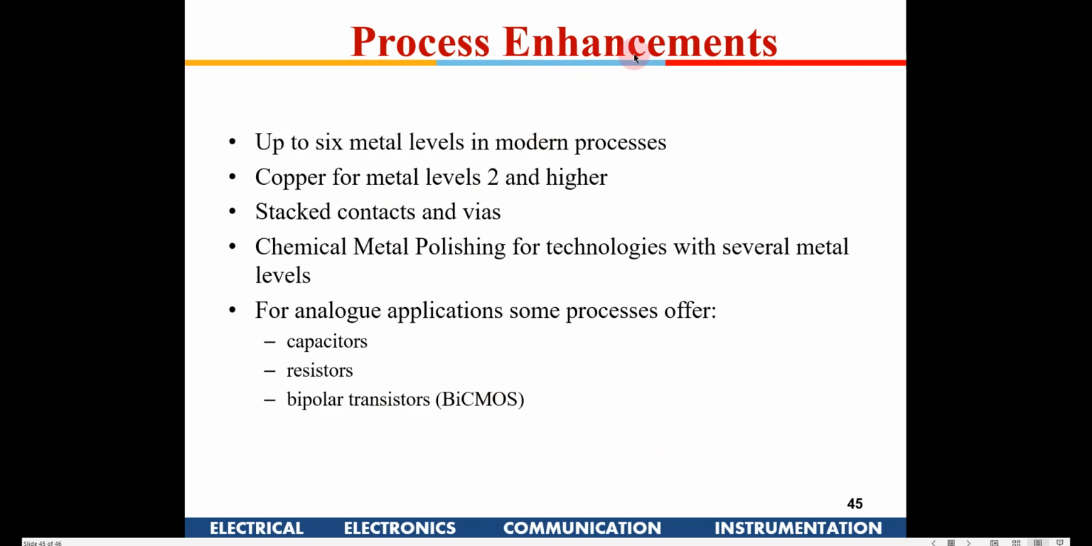And then these are some of the process enhancements which have happened over the years. Instead of having one or two metals, you now have several metal layers. Copper is used wherever there is a requirement of reducing the resistivity. Obviously gold is extremely expensive, which would have been the best thing, but instead of aluminum, copper is much better, although it is slightly costlier, right? So these are some of the things which are now there.